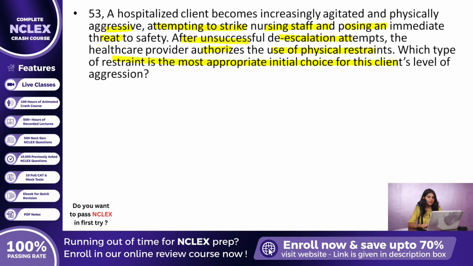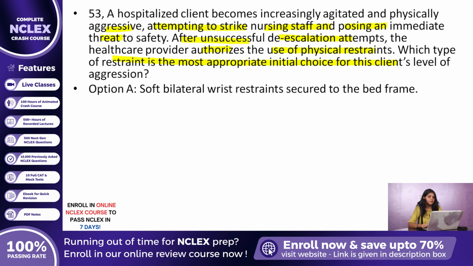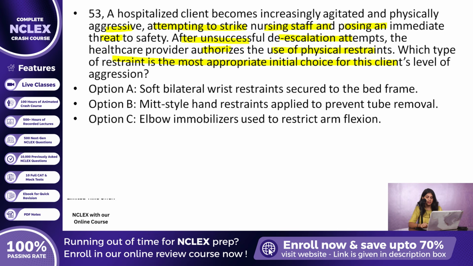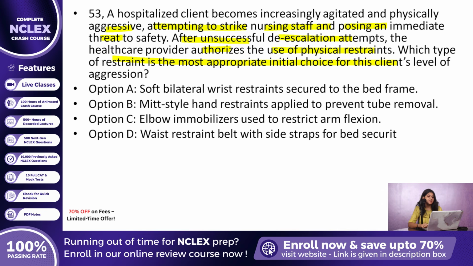Option A, soft bilateral wrist restraints secured to the bed frame. Option B, mitt-style hand restraints applied to prevent tube removal. Option C, elbow immobilizers used to restrict arm flexion. Option D, waist restraint belt with side straps for bed security.